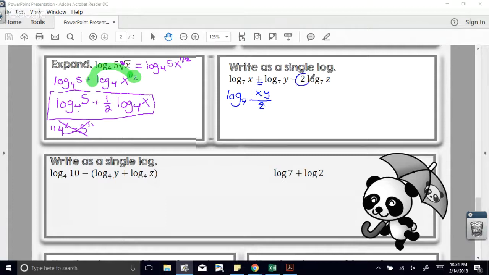And the last thing, there's this 2 out in front, and we said the 2 out in front becomes the exponent. So instead of dividing by z, I'm going to divide by z to the second.